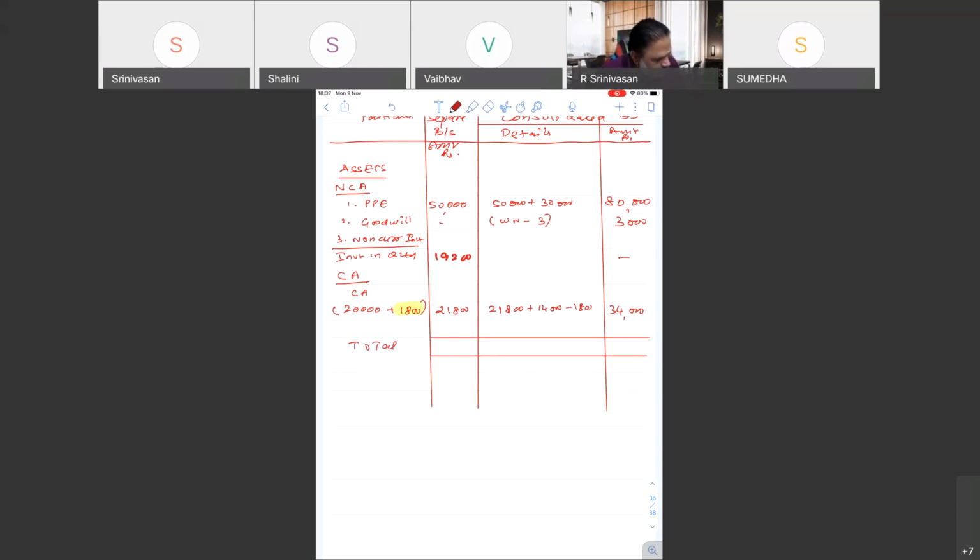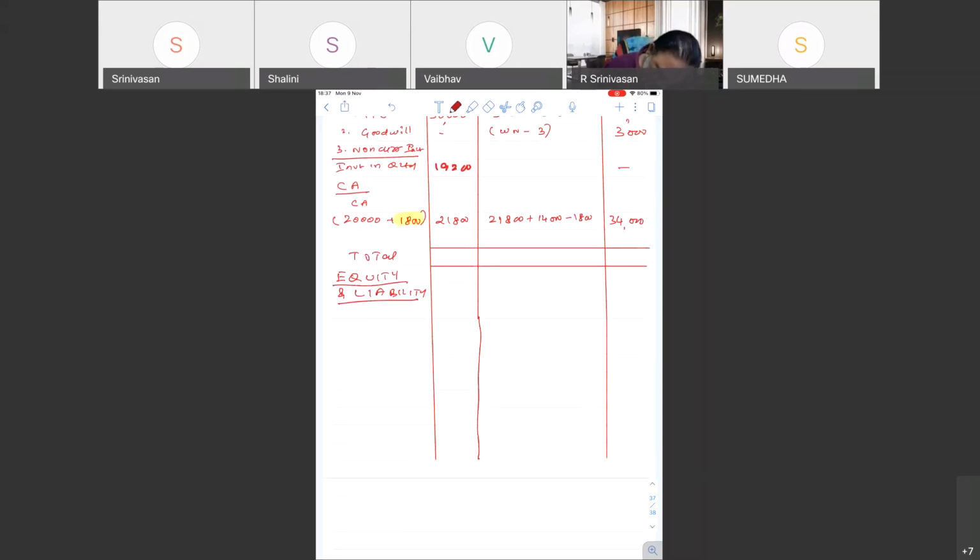Now, equity shares, there won't be any change here. Equity and liability. So first is equity. Equity shares are 60,000, and there will be an adjustment here. 60,000. This has come.